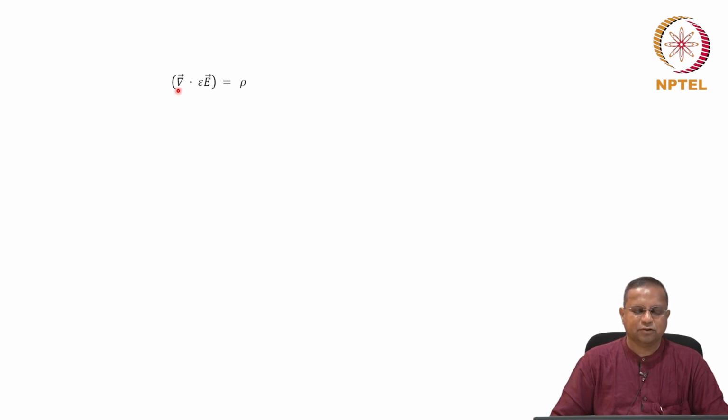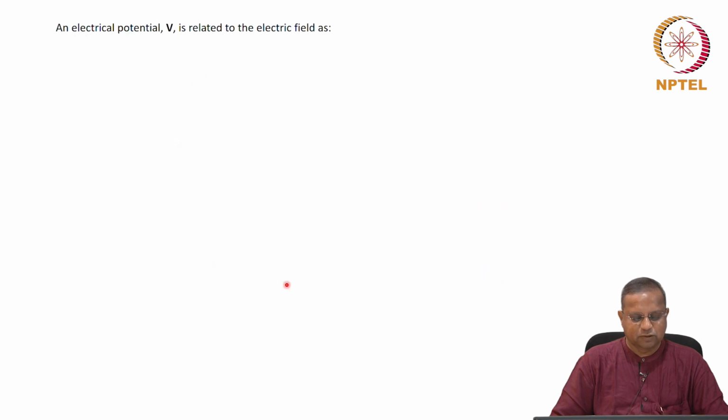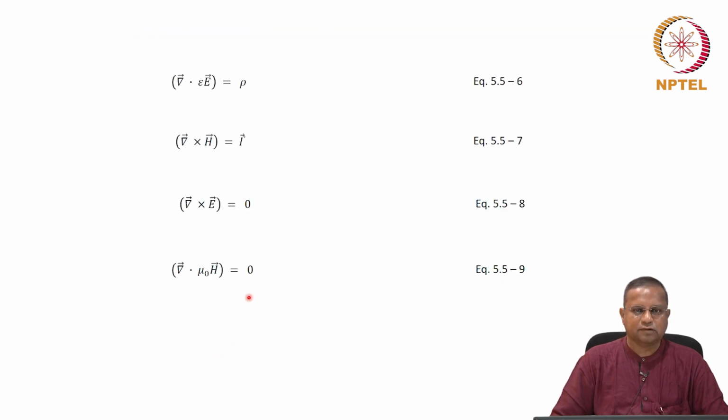Those equations are, you have dropped out all the time derivatives. Del dot epsilon E equals rho, that is the first equation. Del cross H equals I dash, the other term drops out, equation 5.5-7. Del cross E equals 0, the time derivatives have all gone, equation 5.5-8, and del cross mu naught H equals 0, equation 5.5-9. So these are the electro-quasi-state or the magneto-quasi-state approximations to Maxwell's equations, and these are the ones that are most relevant to biological systems.